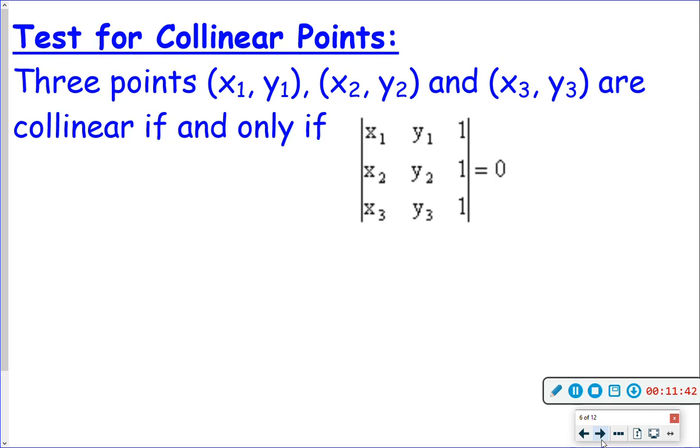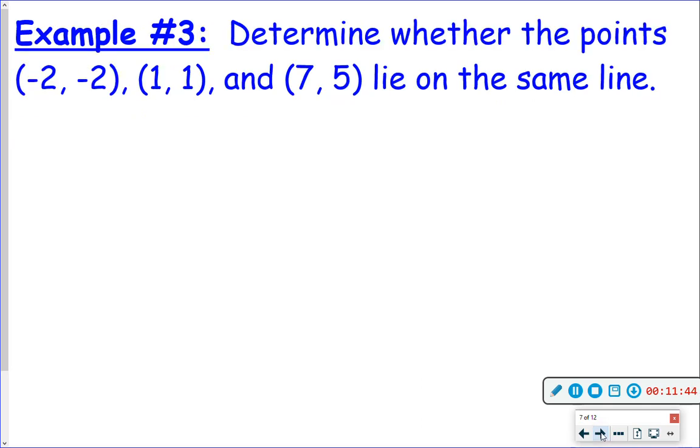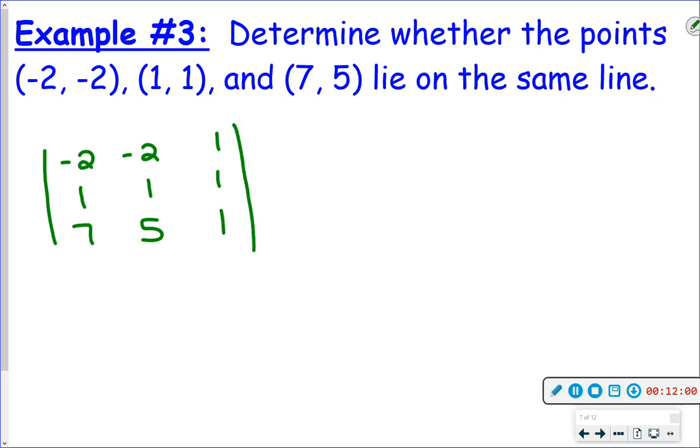Let's try. Okay, determine whether the points lie on the same line. So we're going to do the determinant. Doesn't matter the order we write the points. I always write them how they give them to you. We have to know to fill in the third column with the 1s. And we're going to punch this one in our calculator. Punch it in, see what you get. Really more of a typing class today, I feel like.